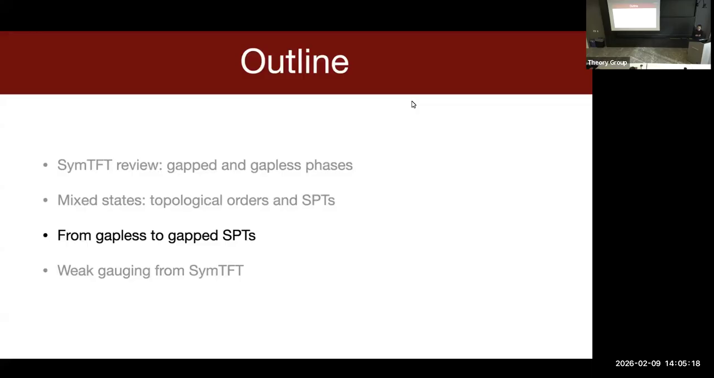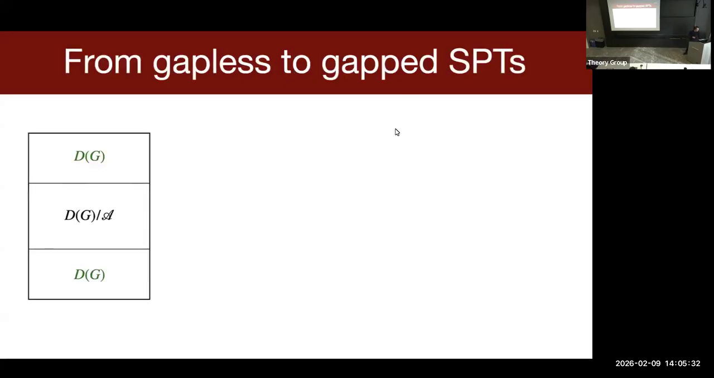Okay. So now I'll talk about how this SymTFT picture for gapless states is related to those of gapped SPTs. I should say gapped and mixed SPTs here. Okay, so here's the setup. If we recall from our discussion of gapless SPTs, we can understand this SymTFT picture by condensing some subset of the anyons. Maybe not all of the anyons, just some of them.